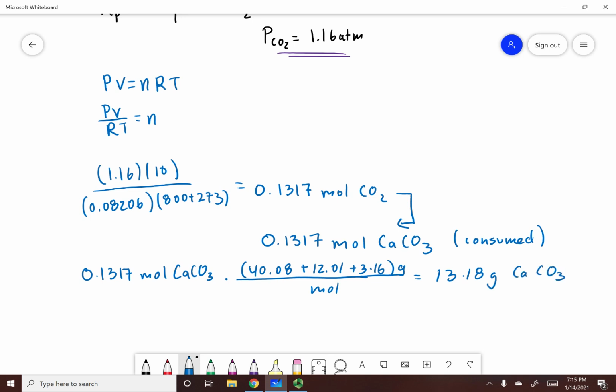So the last thing we have to do is take the amount that I consumed and divide it by my starting amount, which was 20 grams. I'm going to multiply this by 100%, and what I get out is 65.9% of my original sample was decomposed to give me this equilibrium pressure. I hope that made sense.